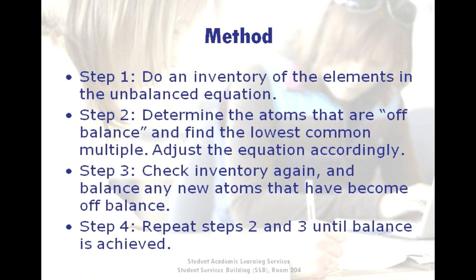Step 3, check your inventory again and balance any other atoms that were already off balance or that became unbalanced during step 2. And step 4, repeat steps 2 and 3 until an overall balance is achieved and ensure the final numbers are in their lowest terms.